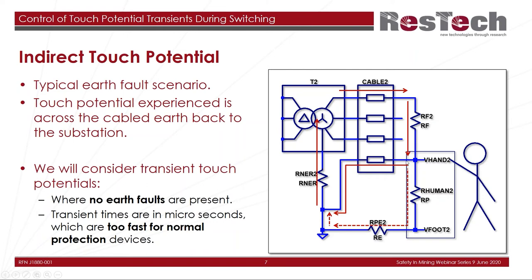But it's an indirect touch potential, meaning that we're not actually directly touching a phase voltage, which would be very hard to manage in a mining environment. What we're doing is we're basically feeling the effect across the cabled earth. In other words, an indirect touch potential. So in the next simulation, we'll be looking at what is that voltage across that cabled earth.